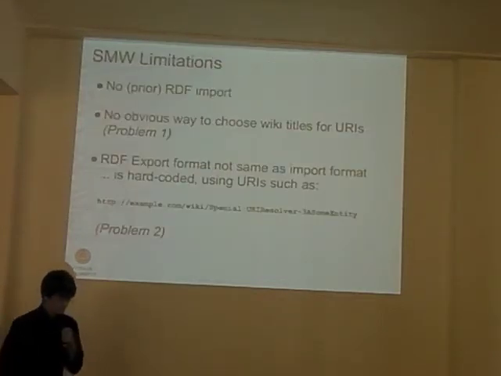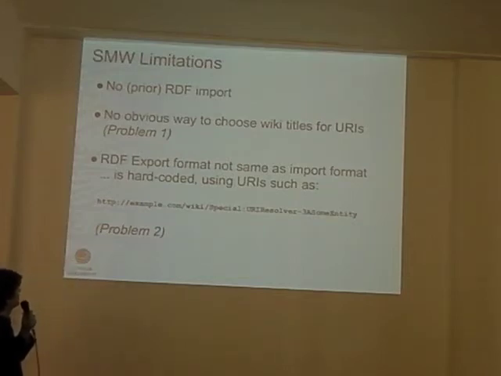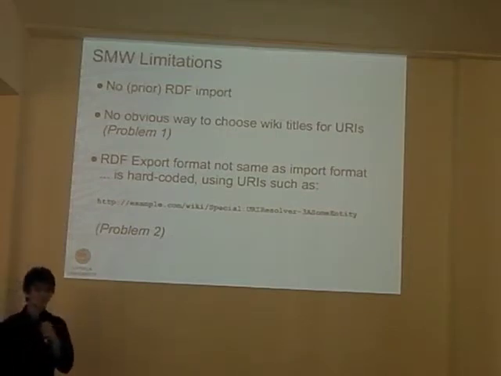And these are the challenges. There were some problems with Semantic MediaWiki for working in this kind of fashion, and one of them was that there was not really an RDF import of just normal triples available. There was this ontology import or something for that.